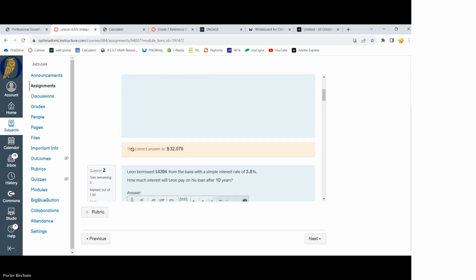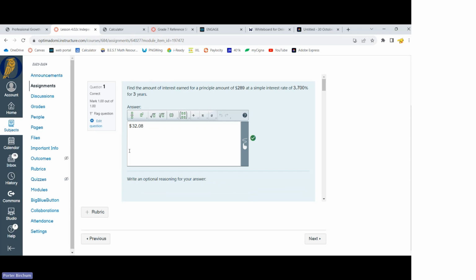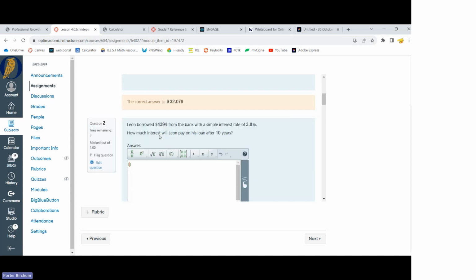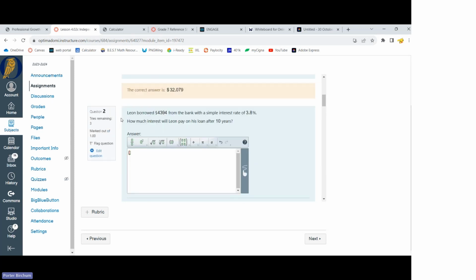That is confusing. Okay, so it looks like for the rest of these questions, lesson learned: make my answer look like money. So I'm going to round to the hundredths place every time. Question 2. Leon borrowed this much money from the bank with an interest rate of that much. How much interest will he pay on a loan after 10 years?